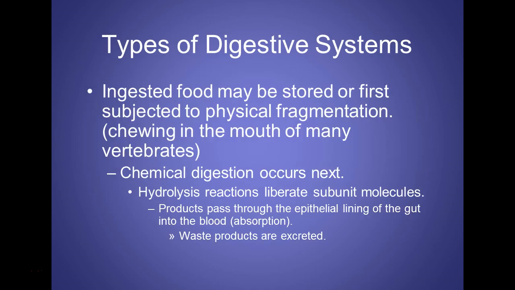Okay, so ingested food may be stored or first subjected to physical fragmentation, which is what we call chewing. And in a minute, I'm going to go through the entire process. So there's physical fragmentation or physical digestion, and then chemical digestion is what occurs next. And that's when hydrolysis reactions liberate subunit molecules. In other words, proteins are broken down into amino acids through hydrolysis. If you can go back to dehydration synthesis and hydrolysis, that's an important concept throughout the digestive system. The products pass through the epithelial lining of the gut and into the blood, and we'll talk about that as well, and waste products will be excreted.